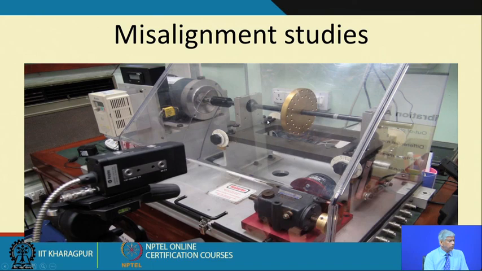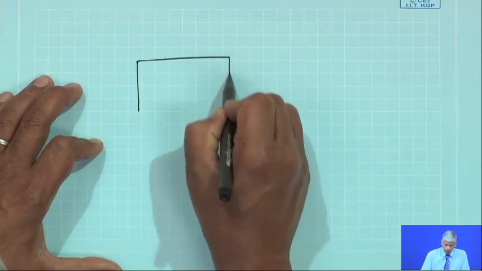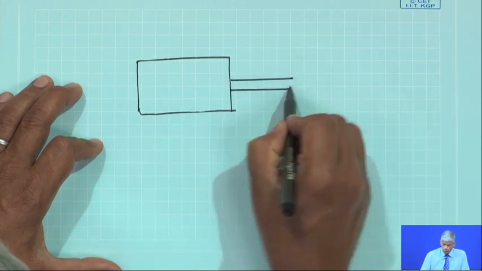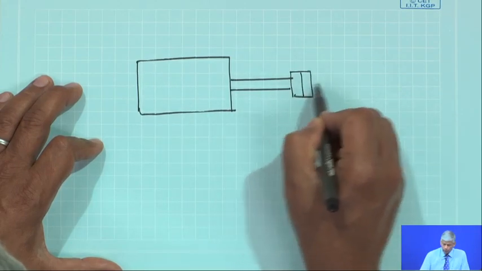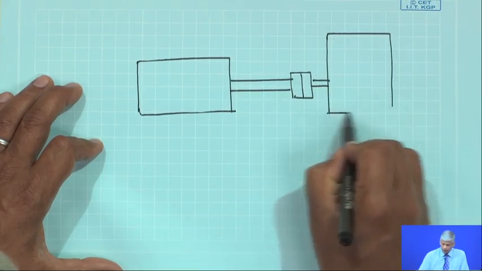And as I was telling you, in the laboratory we have this rig wherein we created artificial misalignment by introducing shims on the base. Okay. So, what is this misalignment? See, ideally, as I was telling you before, in all these machines which we are talking about, there is a prime mover, okay, which is driving a mechanical unit.